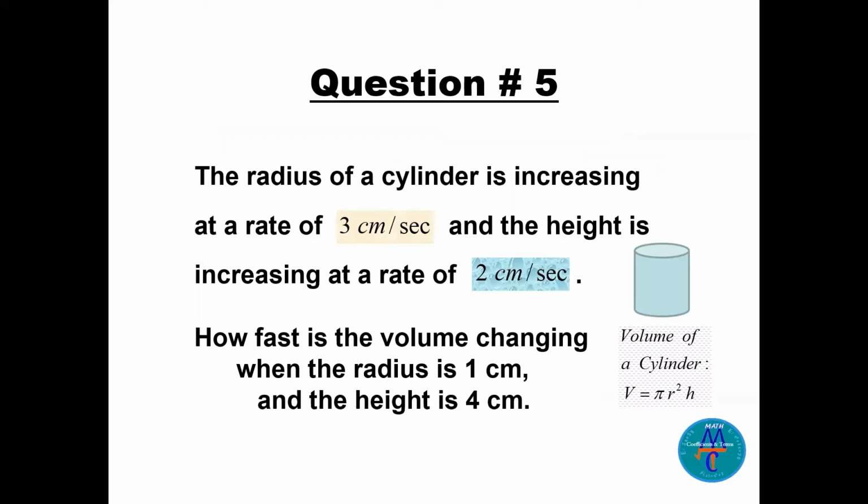Another question, number 5. The radius of a cylinder is increasing at a rate of 3 centimeters per second, the radius itself r, and the height is increasing at a rate of 2 centimeters per second. How fast is the volume changing when the radius is 1 centimeter and the height is 4? This is a cylinder here. The formula for the volume will be V equals pi r squared h. So this is the area of the circle here times the height h.